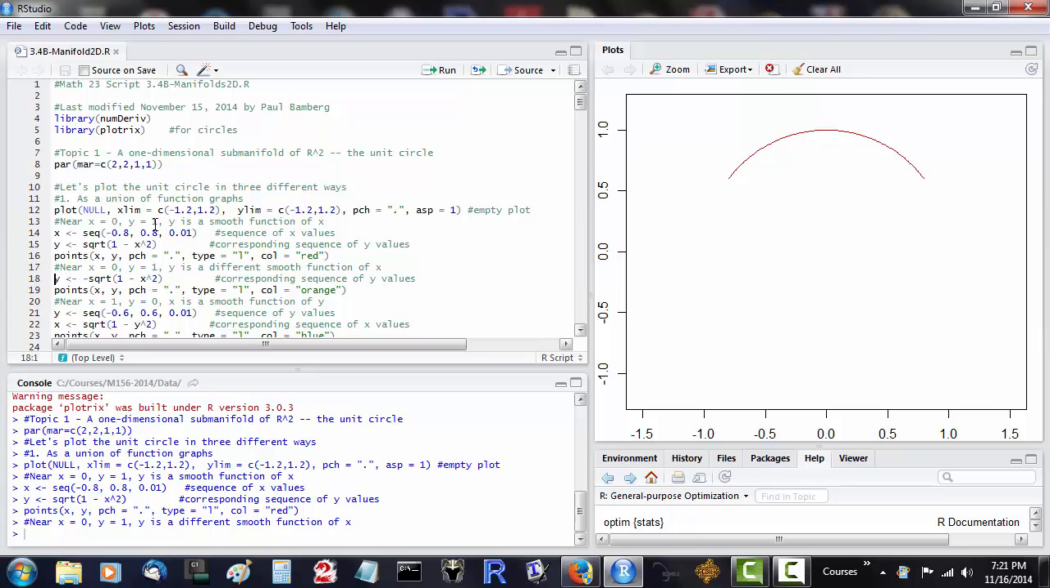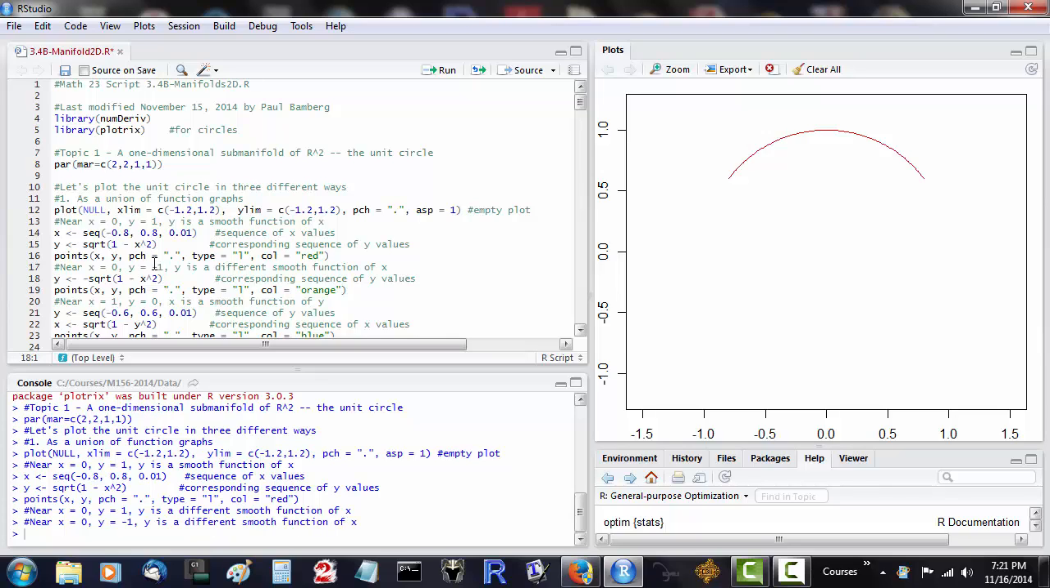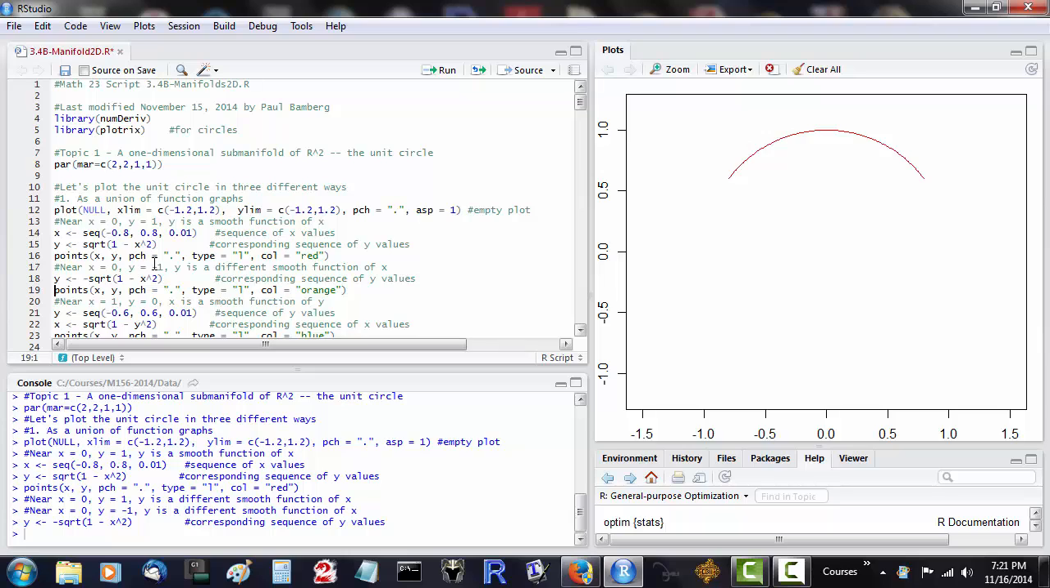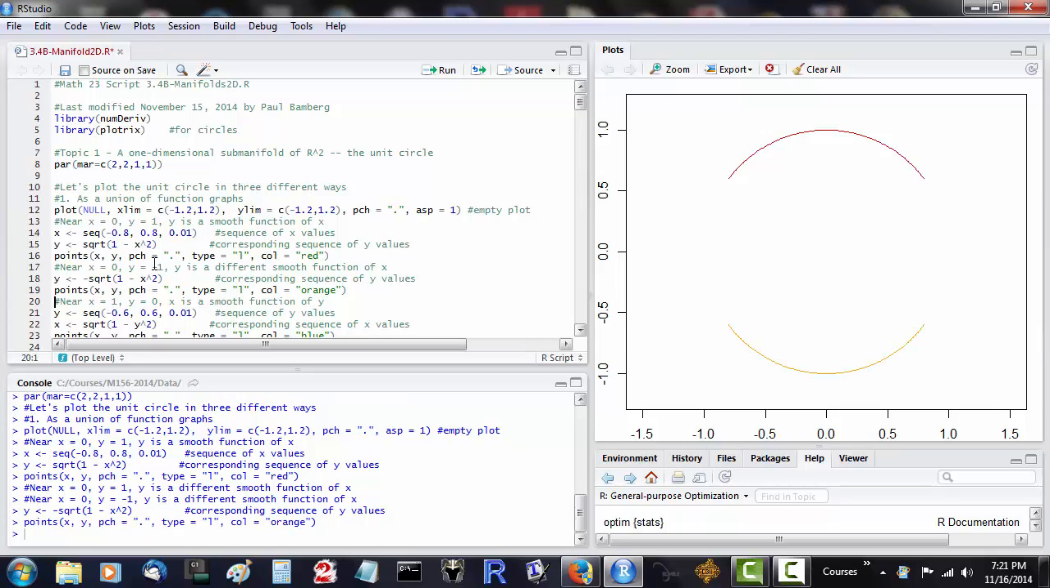Now if I go down to y equals -1, let's get that right, y is again a function of x, but it's a different function. Now I have to take the negative square root of 1 minus x squared. I do exactly the same thing, plot the result in orange, and we've got more of the circle.